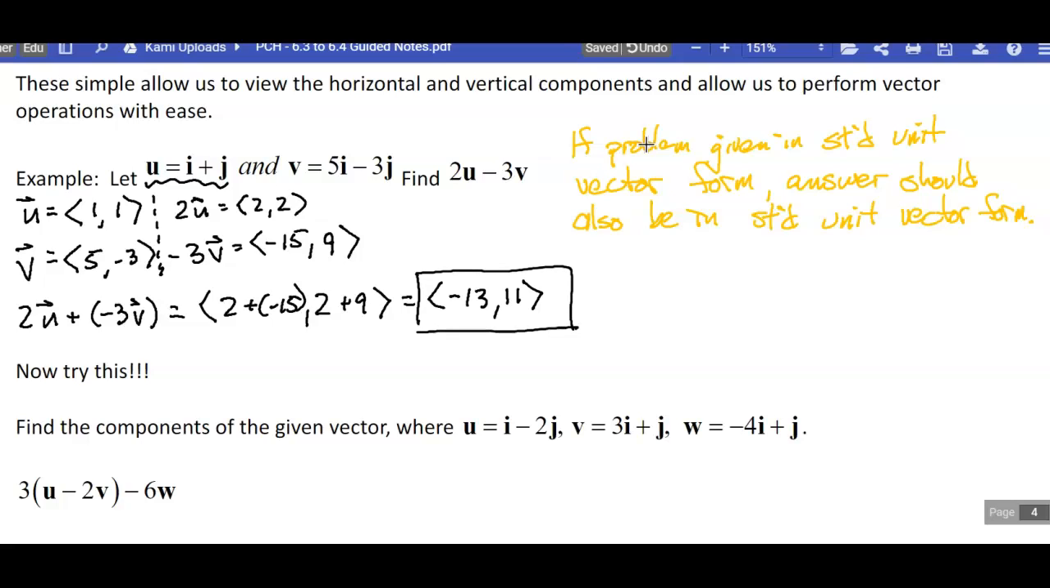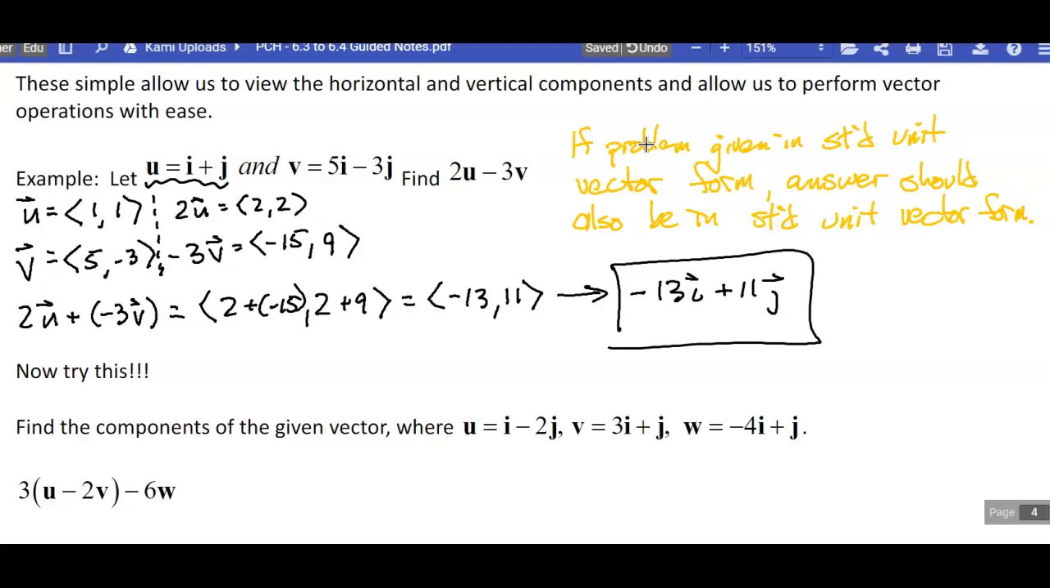All right, now finally, we should box that answer. Since our problem was given in standard unit vector form, we want to convert it back. So our final answer is going to be negative 13i plus 11j. That one we'll put a box around. If the problem is given in standard unit vector form, the answer should also be in standard unit vector form, even though we completed it using component form.